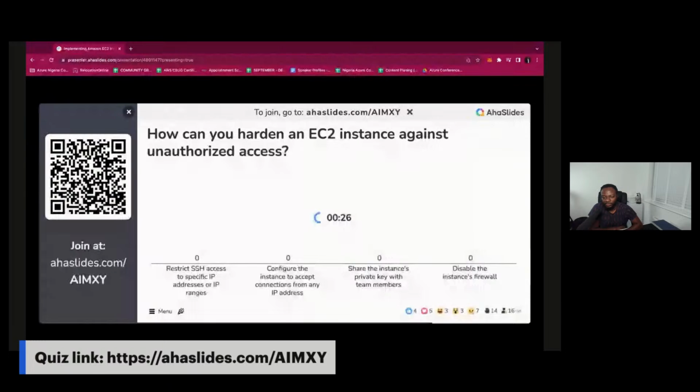One second. The question just went off the screen. Just going to bring up the question again. One moment. There you go. So how can you harden an EC2 instance against unauthorized access?